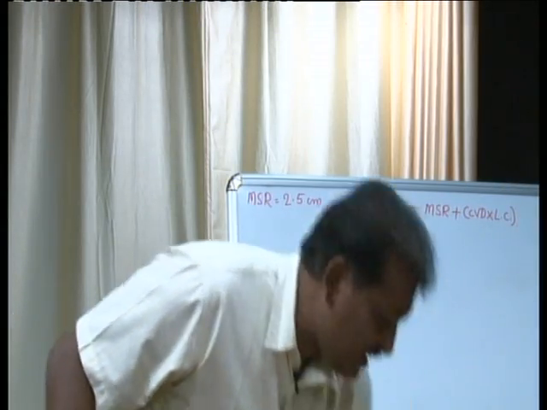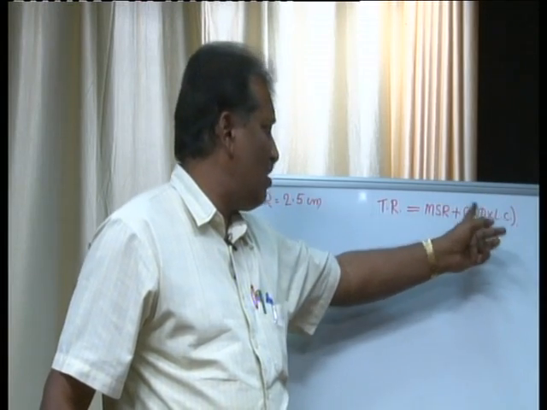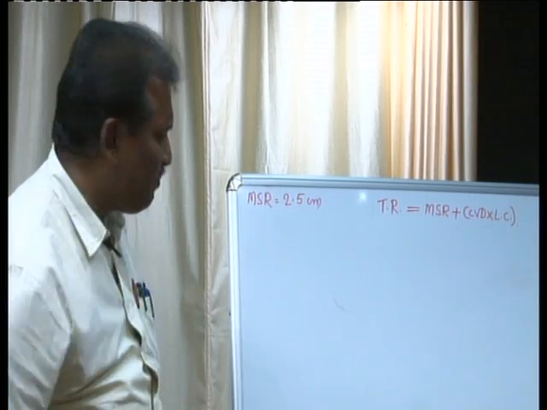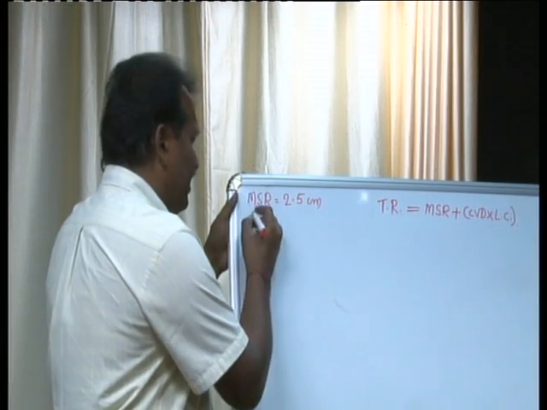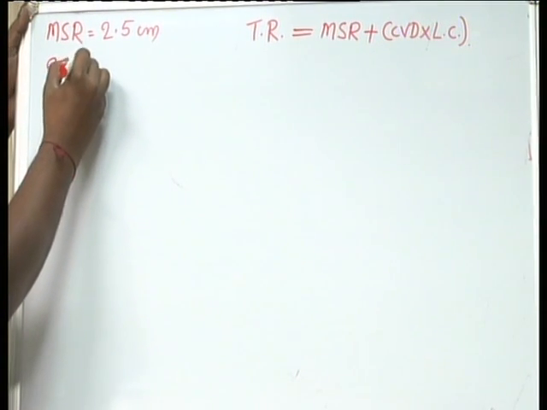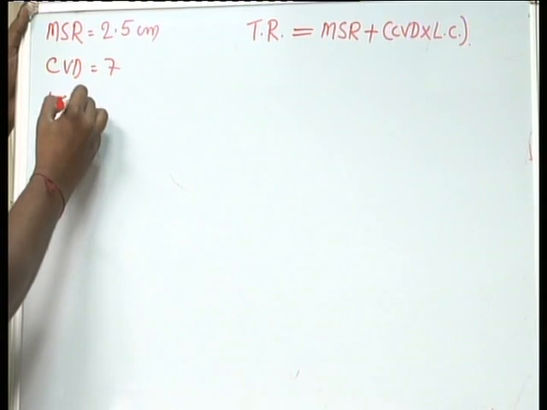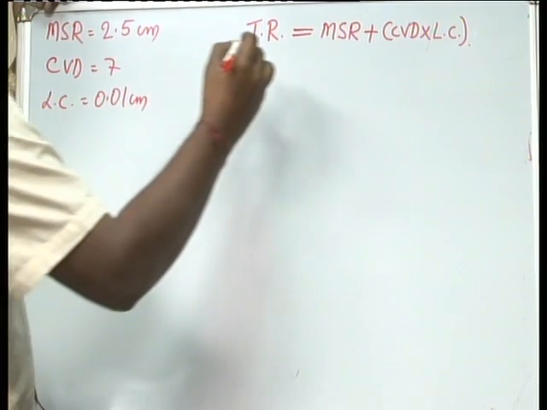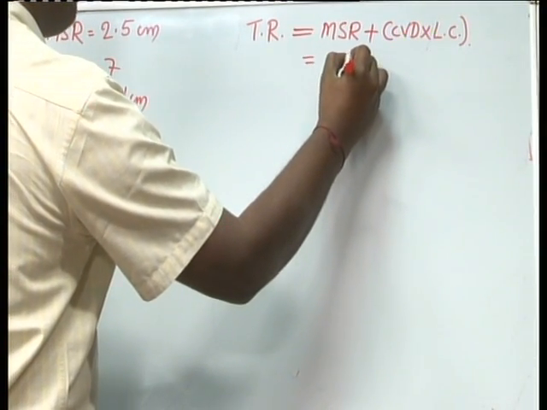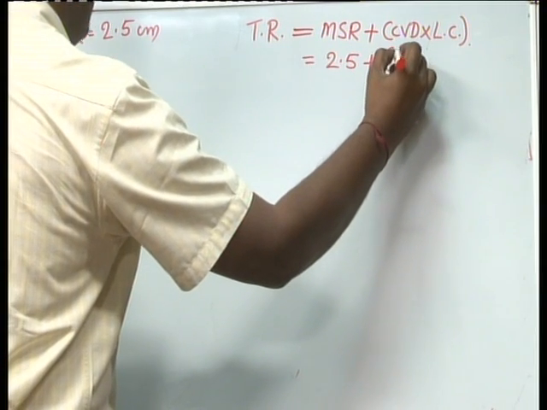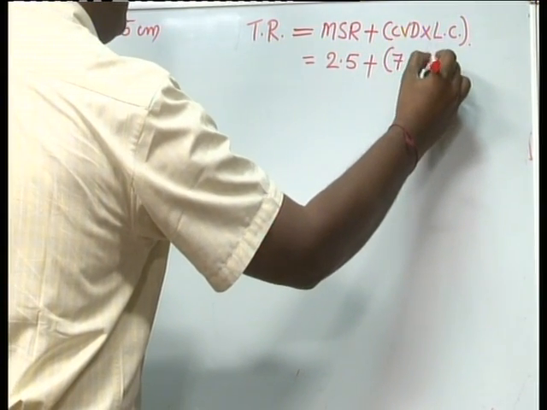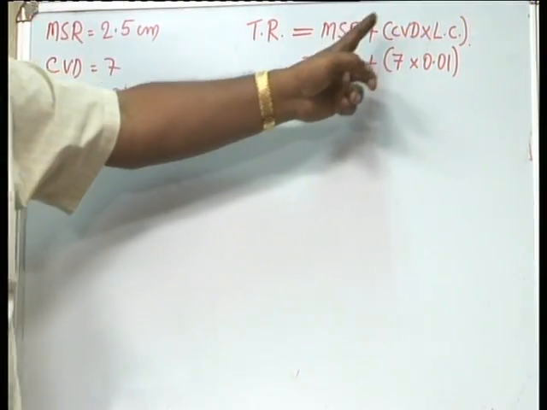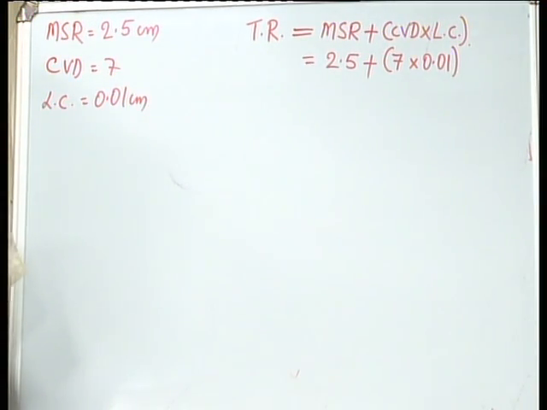Now this is the meaning of least count, how to take the main scale reading, and how to take the CVD. Then the rest of the job is very easy. Suppose in your instrument the CVD is 7 and the least count is 0.01 centimeter. Then the total reading is: MSR is 2.5 centimeter, CVD is 7 units and LC is 0.01 centimeter. Please concentrate on the main scale reading unit and the least count unit. Both should be the same.